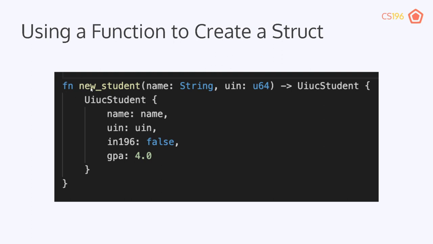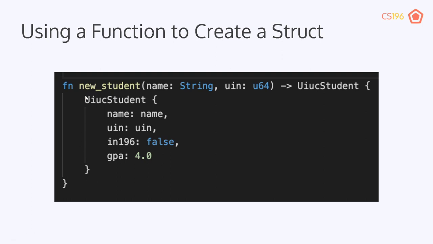And so we can build a function here where we'll say function, I want to create a new student. We'll pass in a name, which is a string, a UIN, which is an unsigned 64-bit int, and we'll return this UIUC student type. And once again, we'll actually create and return this here if we remember the syntax. If you don't put a semicolon and it's just this last thing, by default Rust knows that this is what's going to get returned, right?